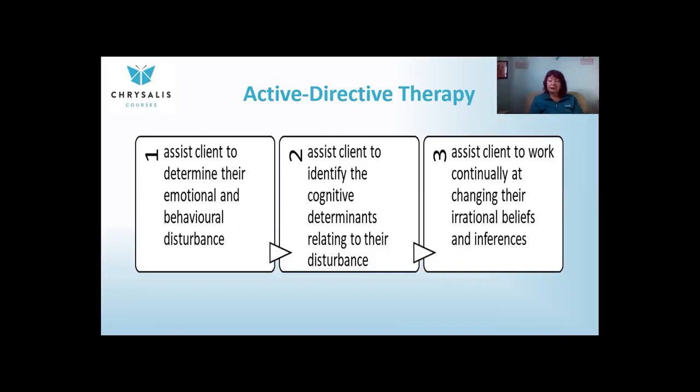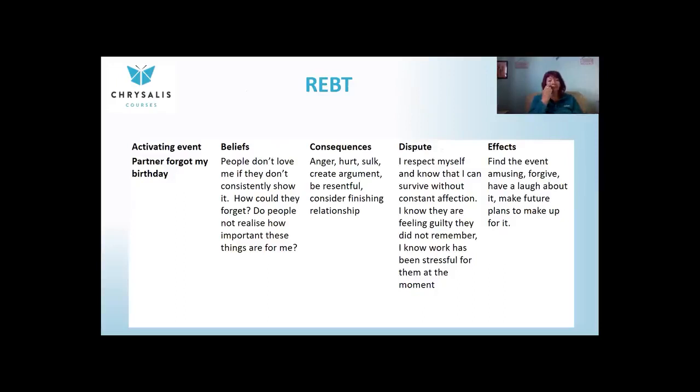So let's look at an example. So here we have the activating event, or the situation was this person's partner forgot their birthday. And the beliefs here could be people don't love me if they don't consistently show it. How could they forget? Or do people not realise how important these things are for me?